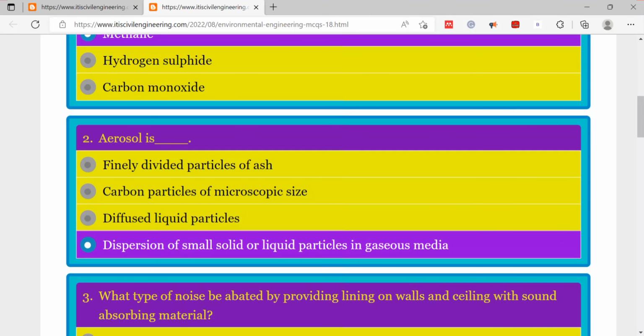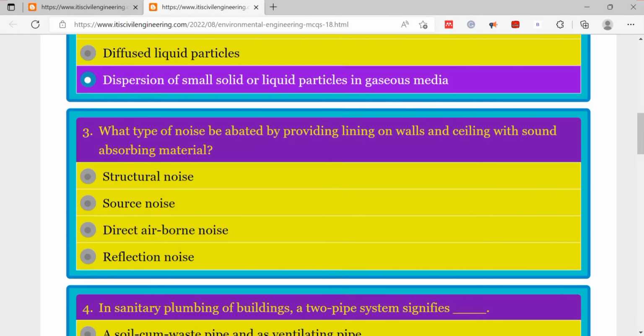Aerosol is dispersion of small solid or liquid particles in gaseous media. What type of noise can be abated by providing lining on walls and ceiling with sound absorbing material? When we are providing lining on the walls and ceiling with sound absorbing material, then we can remove the reflection noise.